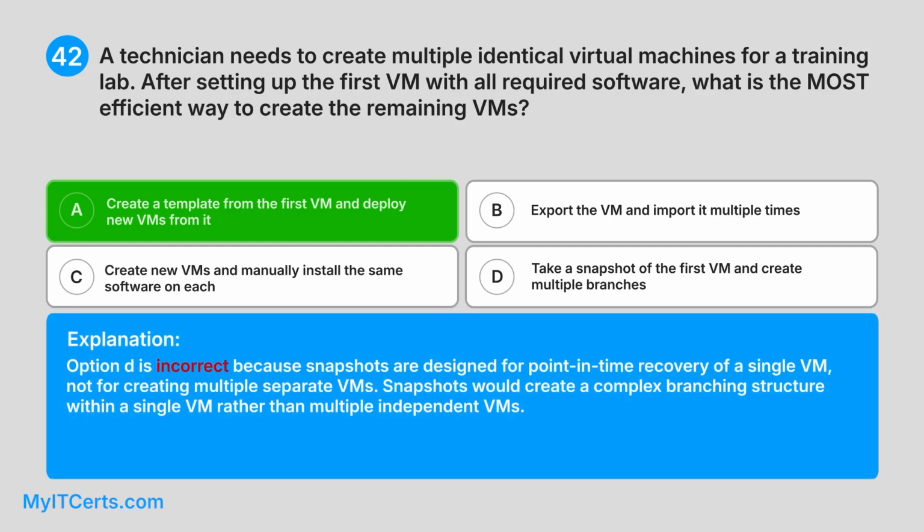Option D, take a snapshot of the first VM and create multiple branches, is incorrect because snapshots are designed for point-in-time recovery of a single VM, not for creating multiple separate VMs. Snapshots would create a complex branching structure within a single VM rather than multiple independent VMs.